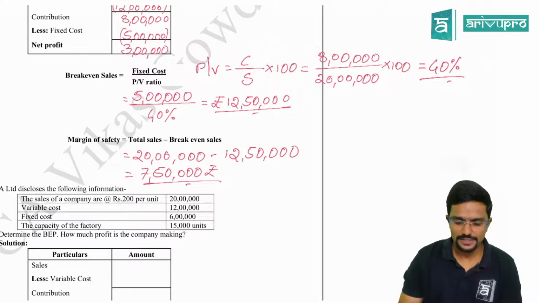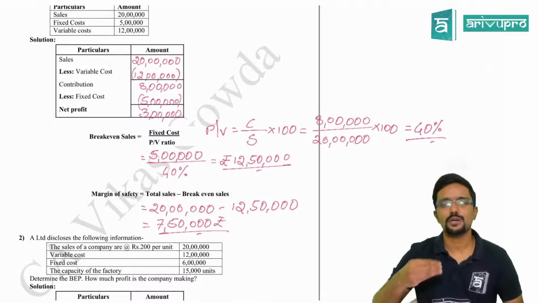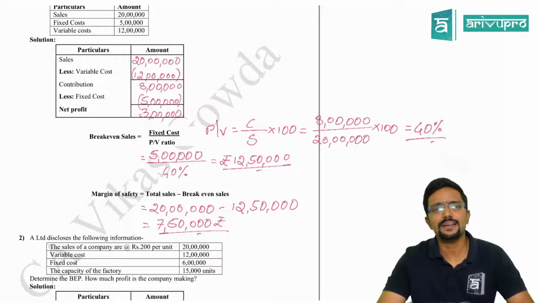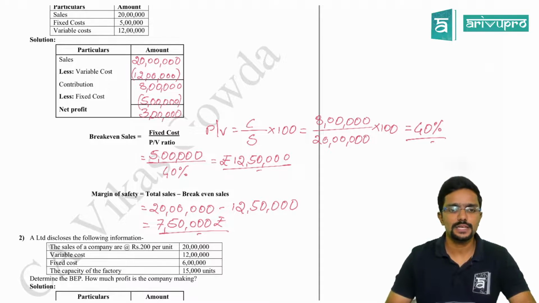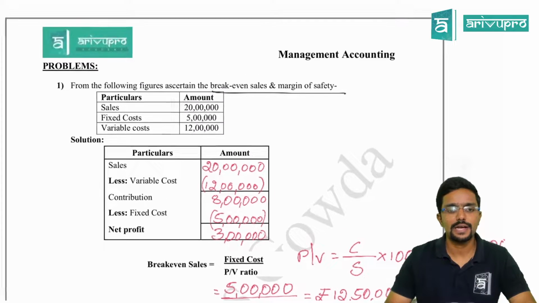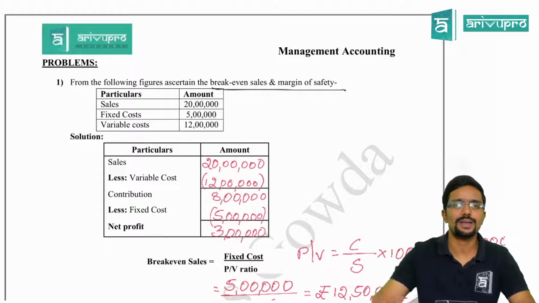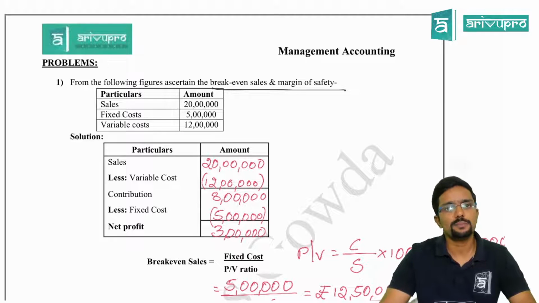Chalo guys. Now let me tell, sir, I took around 3 to 4 minutes to solve this problem by writing everything. Can we do this in calculator directly? Yes, simple. Just by looking at the question itself, I can tell my contribution is 8 lakh. Agree? 20 minus 12. Okay, sir. So how much is my PV ratio? 8 by 20. So I will get 40% or 0.4.